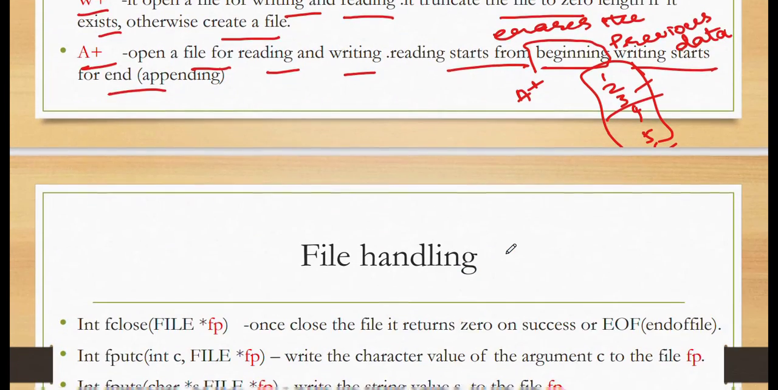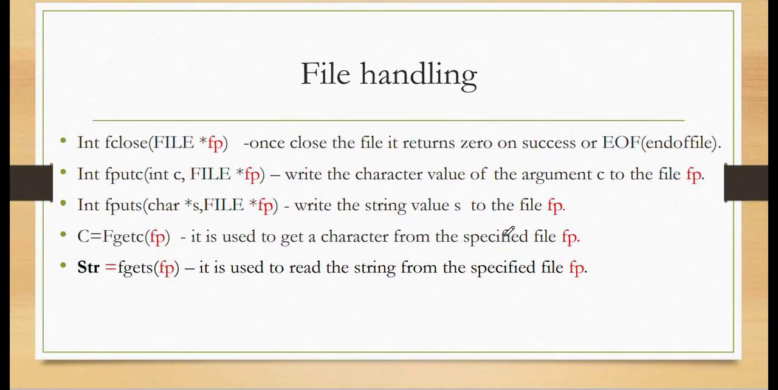Okay, this is appending. And the last one in file handling: how to close a file? This is the syntax: int fclose(FILE *fp). If after opening a file you want to close it, fclose is the function used to close the file. It returns 0 on success. If the file is closed successfully, it will return 0.